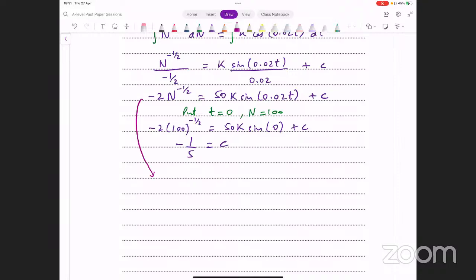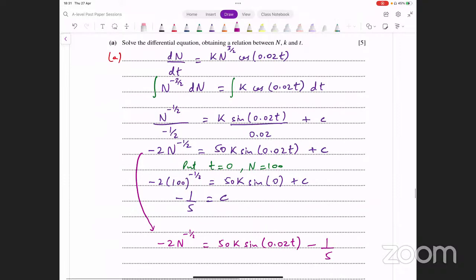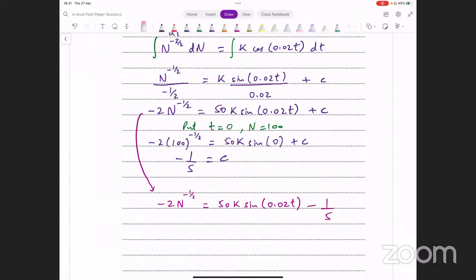And now this equation turns out to be minus 2n raised to power minus 1 over 2 equals 50k into sine of 0.02t plus c की जगह आप लिख देंगे minus 1 over 5. That's the equation that we end up getting from this. Okay. उसने कहा था solve the differential equation obtaining a relation between n, k and t. We are done with that. उसने कोई specific form नहीं मांगी हमसे. We could leave it like this if we wanted. कुछ करने की जरूरत नहीं है. This is just fine. If you wanted, you could also convert it to another form, and that's also okay.